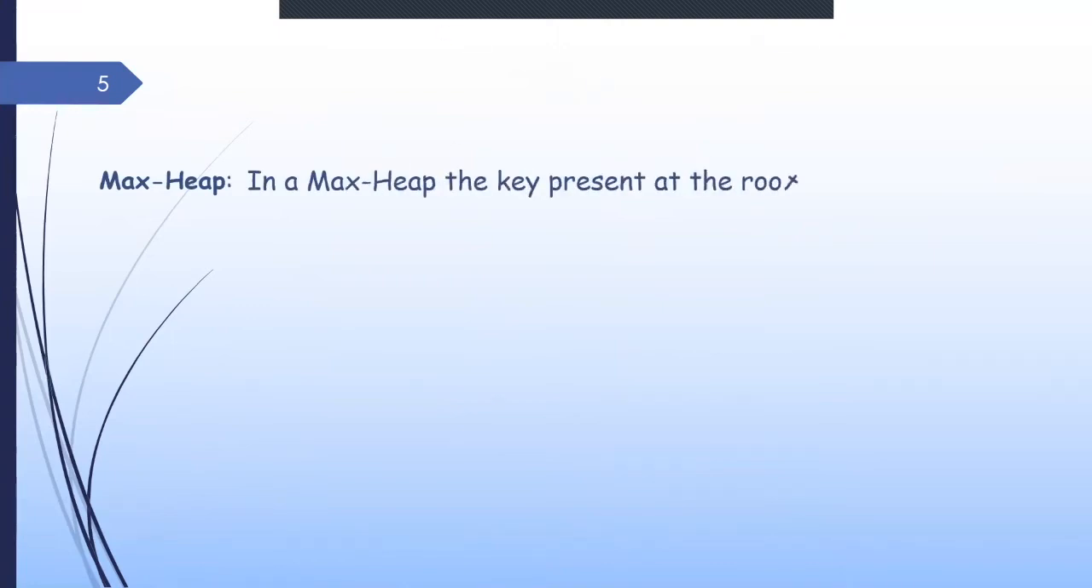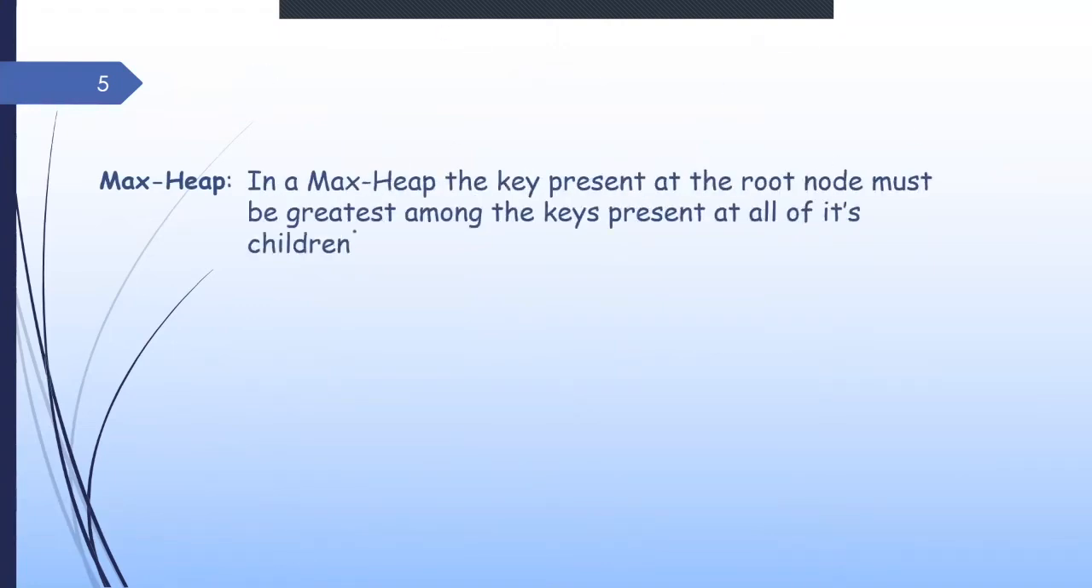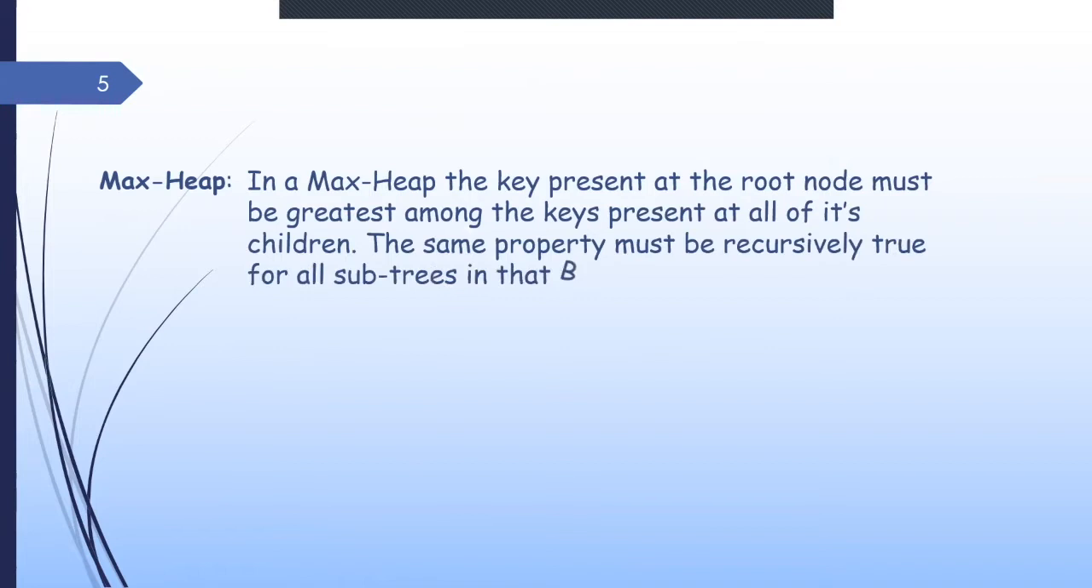Max heap. In a max heap, the key present at the root node must be greatest among the keys present at all of its children. The same property must be recursively true for all subtrees in that binary tree. Graphical representation.